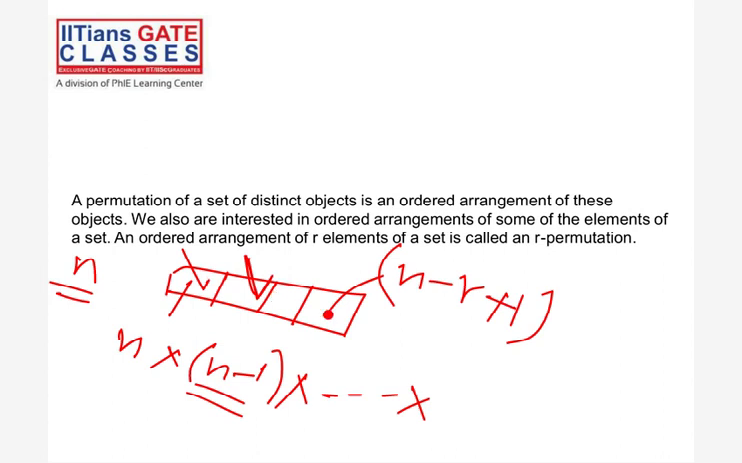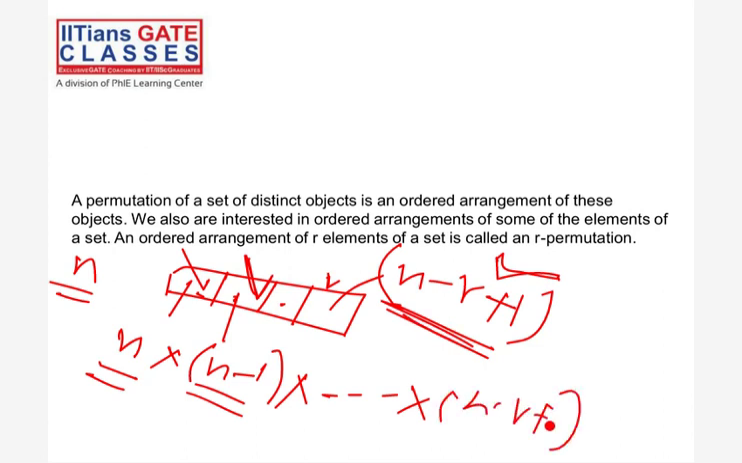Since there are only r boxes, in the first box we put n, or I can write it like n minus 0. In the second box I put n minus 1. In the third box I put n minus 2. Similarly, in the rth box I will put n minus r plus 1. I hope you understood how this is coming, right? Because in the first box we are putting n minus 0, in the second box n minus 1, in the third box n minus 2. So in the rth box we will put n minus r plus 1. So this will be the number of permutations possible.